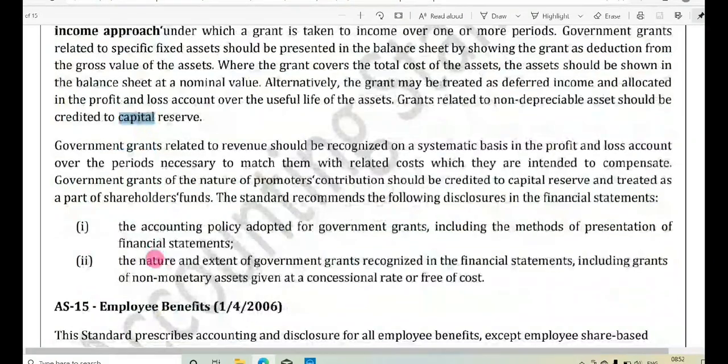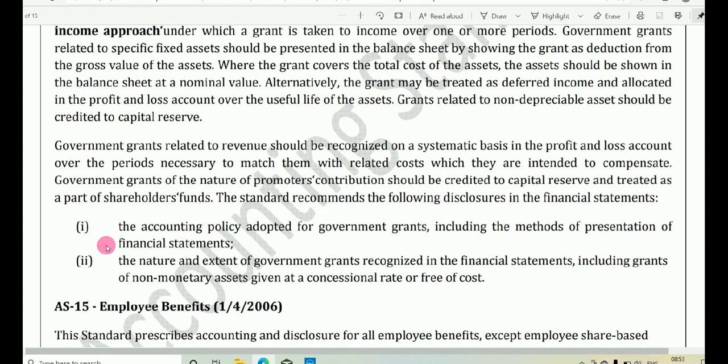Government grants related to revenue should be recognized on a systematic basis in the profit and loss account over the periods necessary to match them with the related cost which they are intended to compensate. Government grants of the nature of promoters' contribution should be credited to capital reserve and treated as a part of shareholders' funds. The standard recommends the following disclosures in the financial statements.